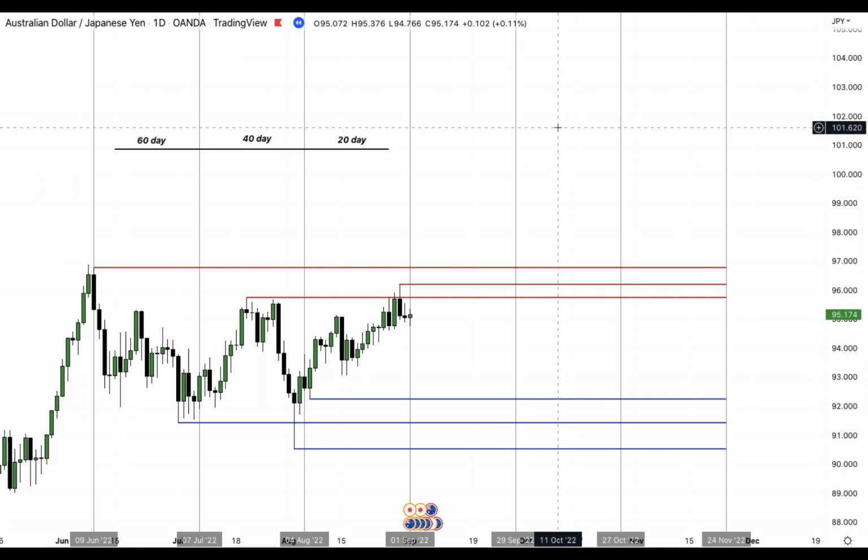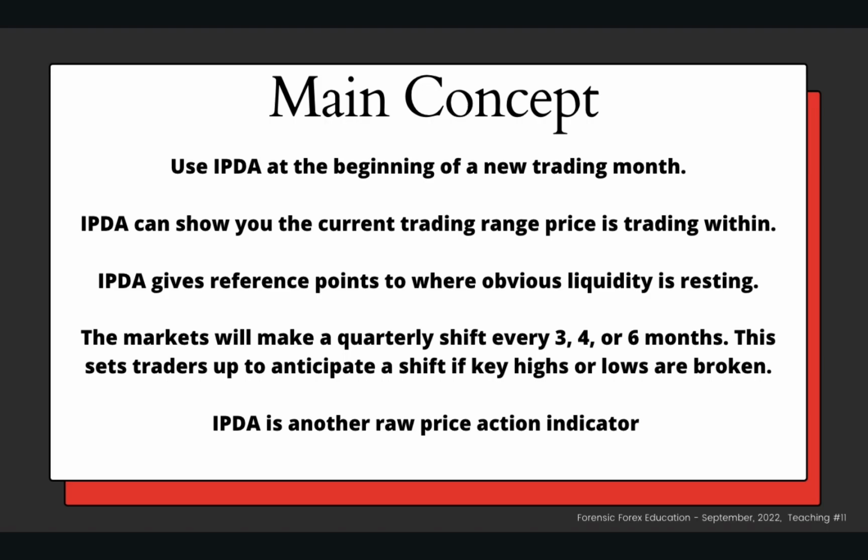So these are things I keep in mind when using IPDA. This brings me to the main concept of the lesson. Use IPDA at the beginning of a new trading month. IPDA can show you the current trading range price is trading within. IPDA gives reference points to where obvious liquidity is resting.